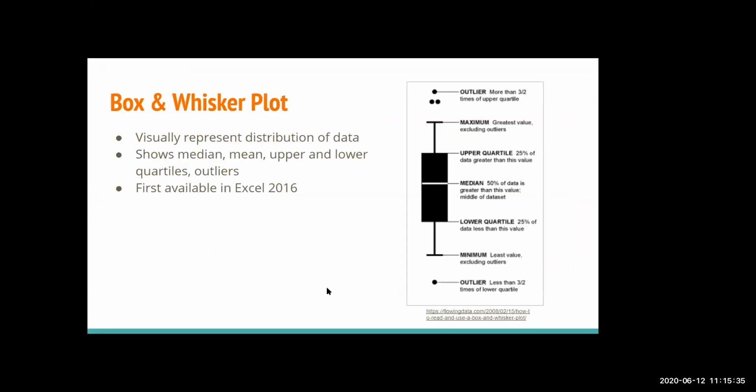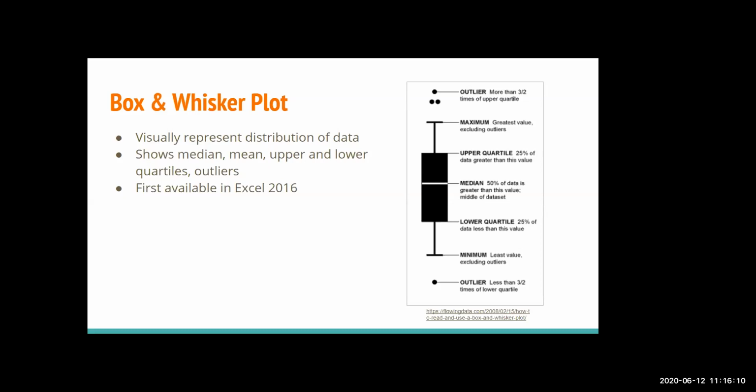And I'm going to talk about the next visualization type today, which is the box and whisker plot. So the box and whisker plot is a way of visually representing the distribution of a data set. There are various statistical values and entities that are actually included in the visualization of a box and whisker plot. For example, the median is represented there, the upper and lower quartile, sometimes the mean.